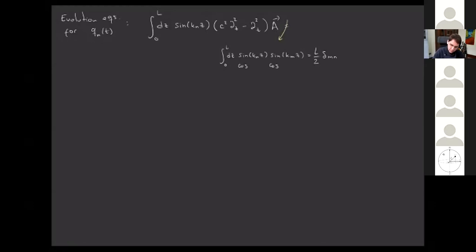But for projecting the wave equation onto these mode functions, you only need the integration of the sines. And then if you just use this result, you can prove very easily that this equation here is equivalent, up to some numerical factor. So it's proportional in particular to this equation here, where I have defined a frequency that is just c times the wave vector kn.